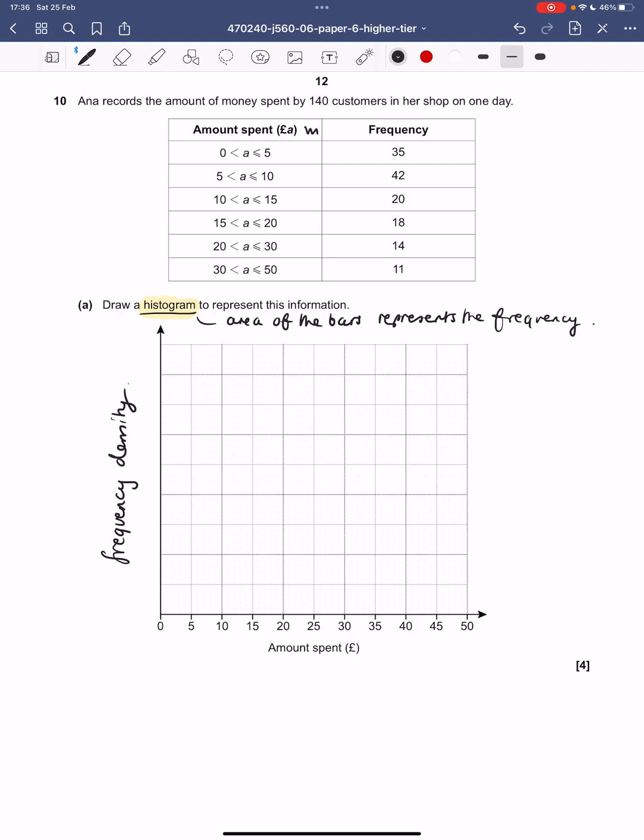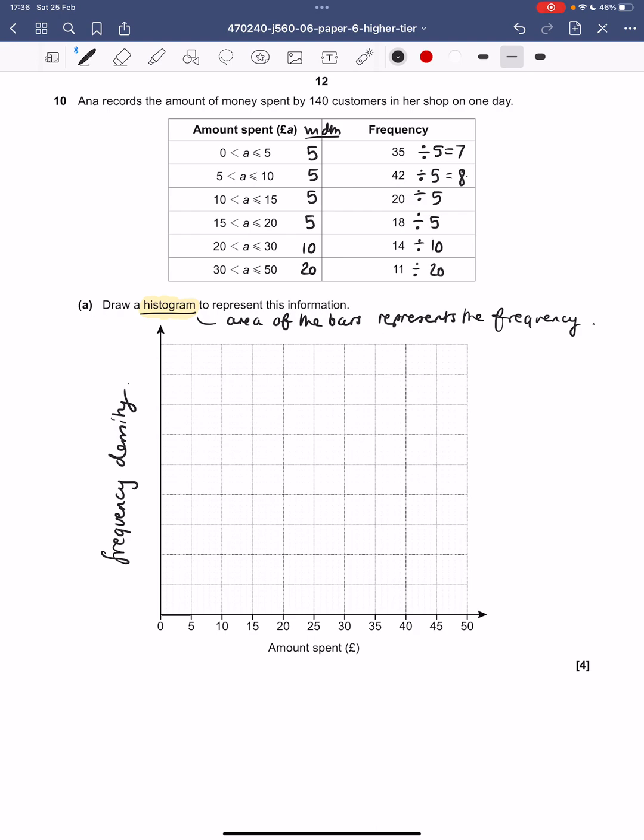So we've got the widths of the amount spent. That's 5, 5, 5, 5, that's 10, and that's 20. Okay, so we've got the frequency. But you remember, if we're going to draw a bar here from 0 to 5, say, and it's got to have frequency 35, it's the area that's got to be 35. You've actually got to do 35 divided by 5. So you've always got to do the number divided by the width. This gives us the frequency density. And that one's 5, 5, 5, 10, 20.